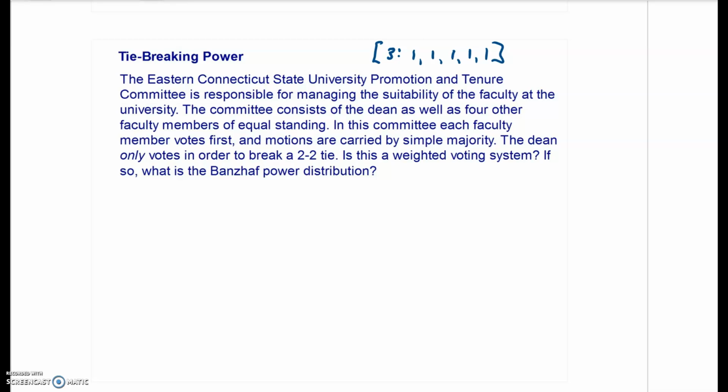Let's realize that we will call this first voter the dean, and the rest of them will be player 1, player 2, player 3, and player 4. Player 1, player 2, player 3, and player 4 represent the faculty members, and the dean, represented by D, is only going to be used when there is a tie.